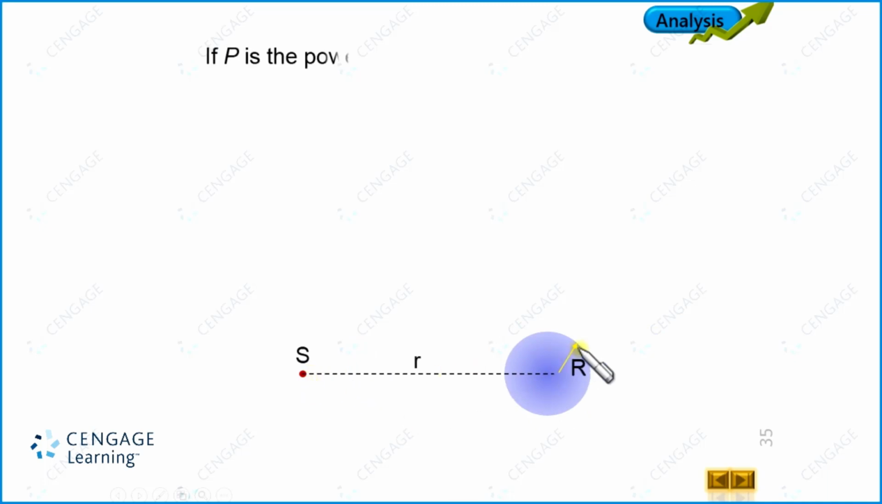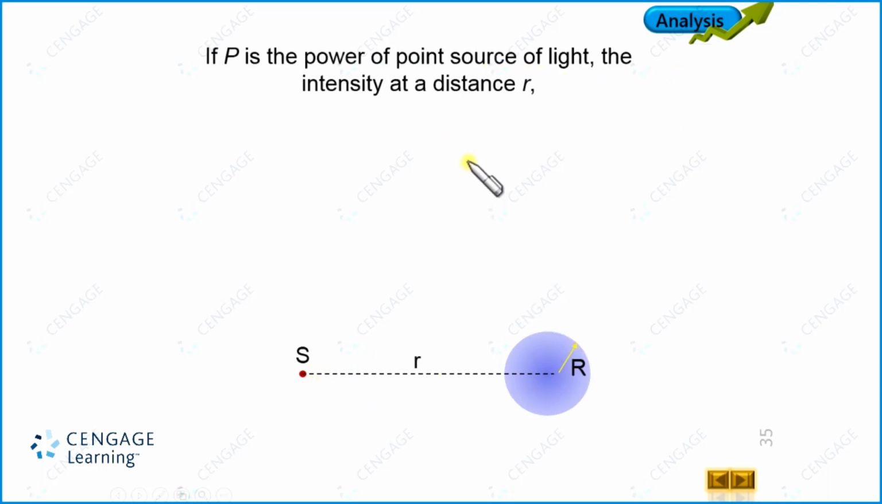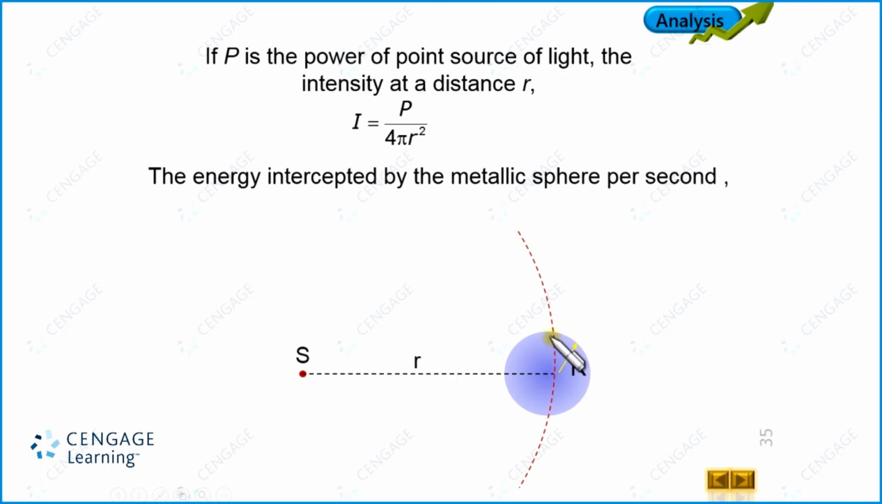This is a point source and this is a metal sphere which is placed at a fixed position at a distance small r, right? So let us consider power is P, and we can calculate the intensity I equal to power divided by area of the sphere of radius small r, that is P divided by 4 pi r square. This is the intensity at a distance small r. Now let us calculate the energy received by the metallic sphere, and we know the energy received should be the intensity multiplied by the area of the projection of this sphere, right? Area of the projection of this sphere should be a circle of radius capital R.